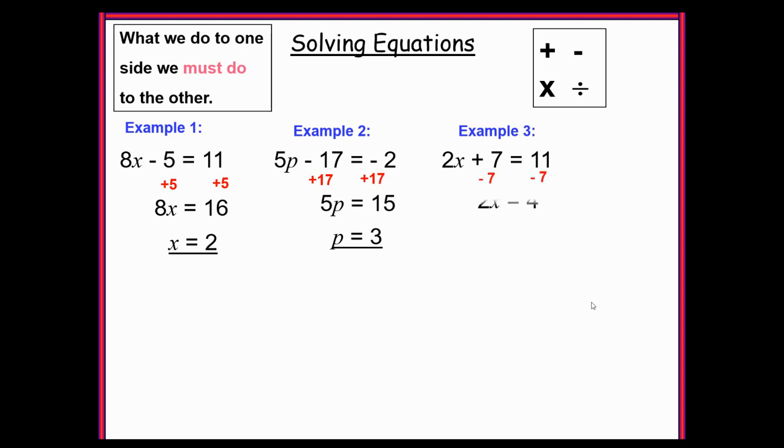That leaves you with 2x equals 4. How many 2's make 4? 2. Plus 6, minus 6. Be careful because we will have integers and we'll have fractions at times as well. This goes to minus 7. So how many 7's make minus 7? How many 7's make 7?